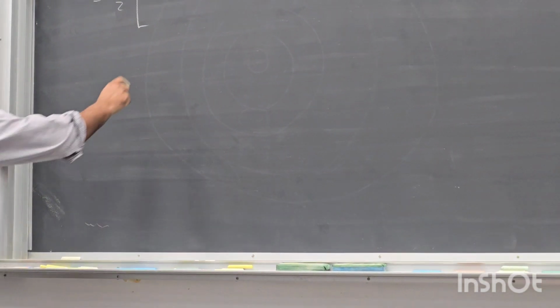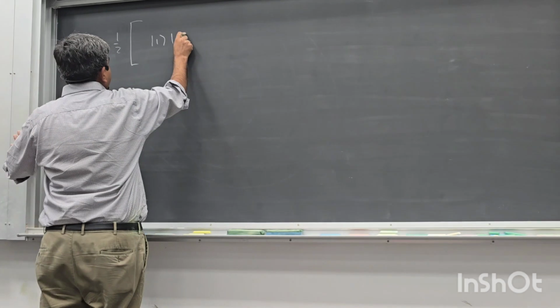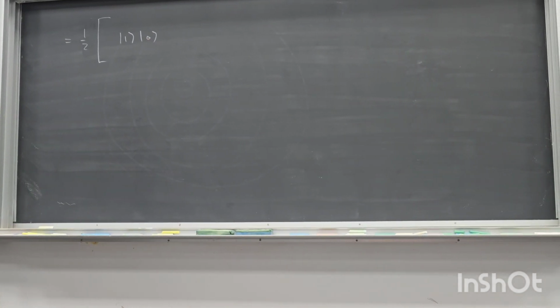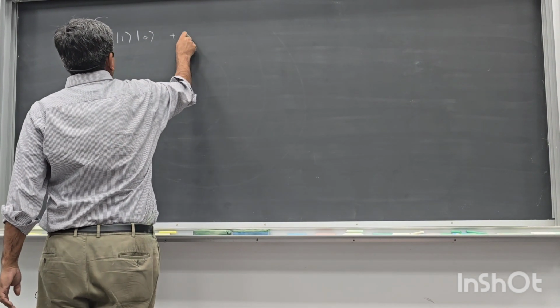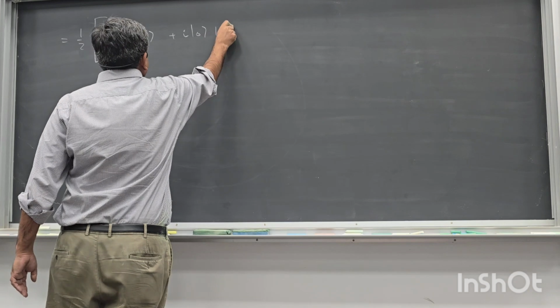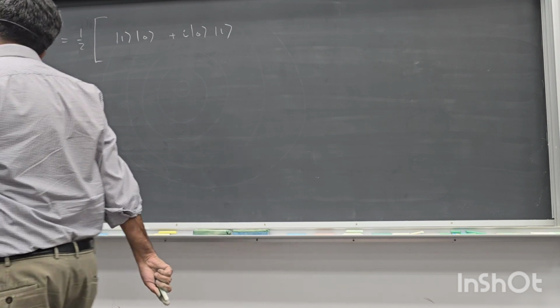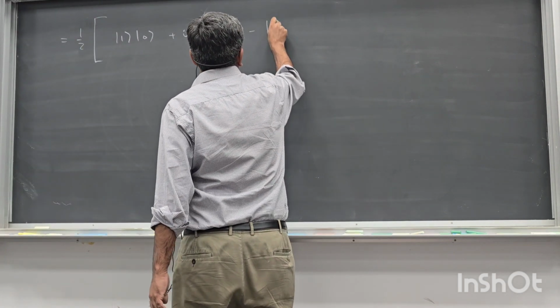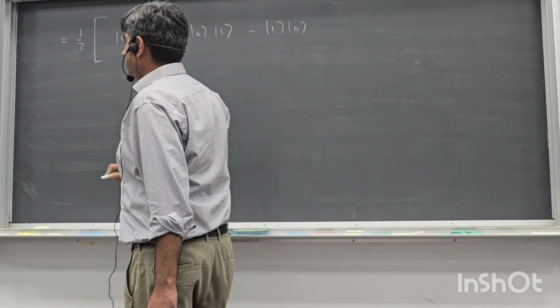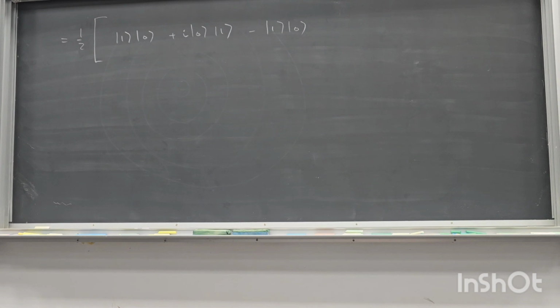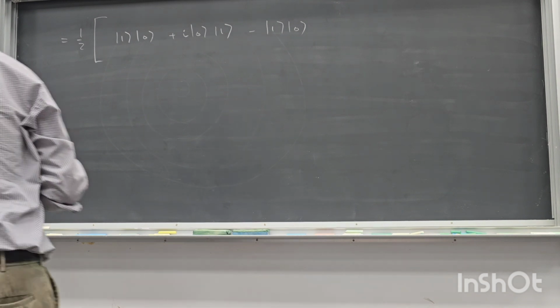A3 dagger acting on this gives me 1/0 plus iota 0/1, right? Iota minus 1/0 plus iota 0/1.